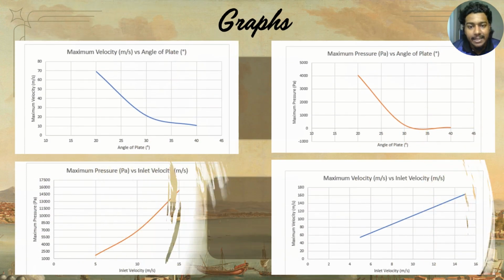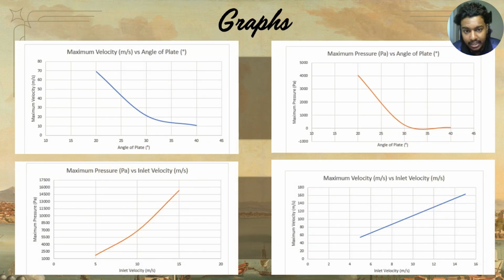So these are the graphs that we have obtained: maximum velocity versus angle of plate, maximum pressure versus angle of plate, maximum pressure versus inlet velocity, and also maximum velocity versus inlet velocity. So this is the structure of the graph.